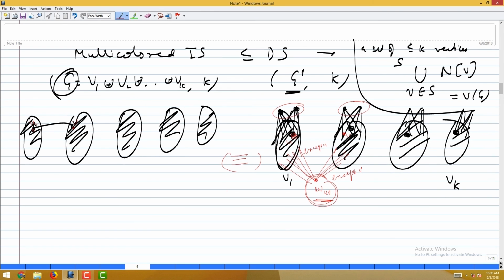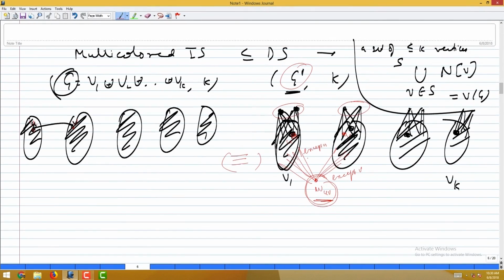Let us just quickly see if it's a parameterized reduction. How much time does it take to compute G prime from G? You just take the same color classes, add two vertices for each color class, and then for every edge add this W of UV, so some polynomial time, right? What is the size of G prime? It's basically n plus, we had one vertex for each edge, so it's n plus m. It is some polynomial in the size of G, right? And here k goes to k, so it is indeed a parameterized reduction, right?